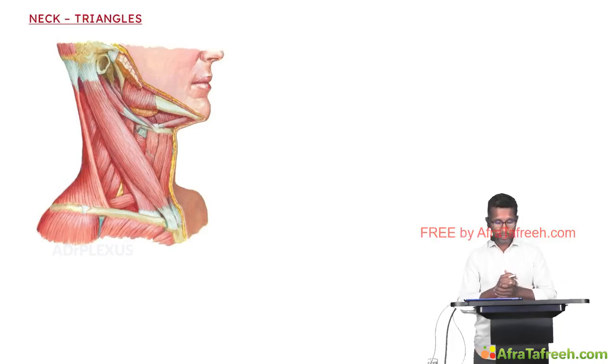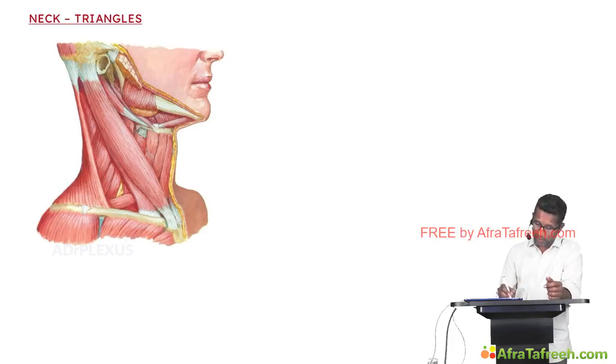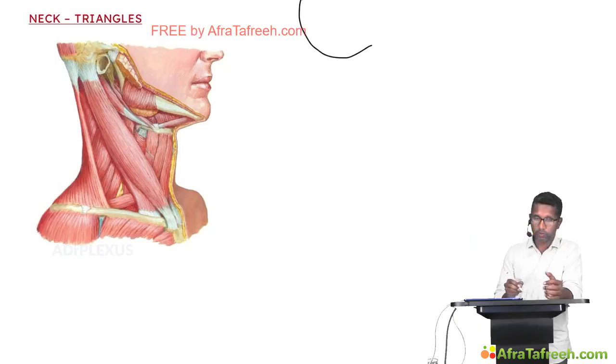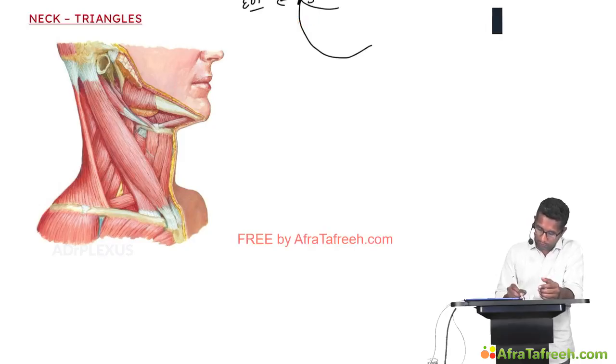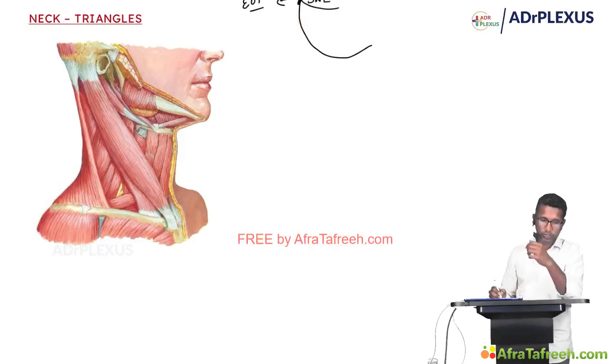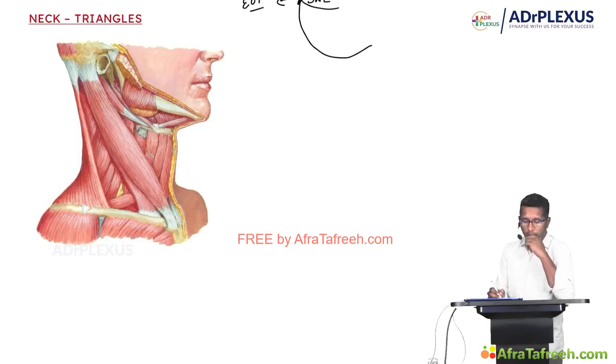If you see the lateral side of the head and neck region, you get a protuberance here. This protuberance on the occipital bone is called the external occipital protuberance. From the external occipital protuberance you have a line running like this. This line is called the superior nuchal line.